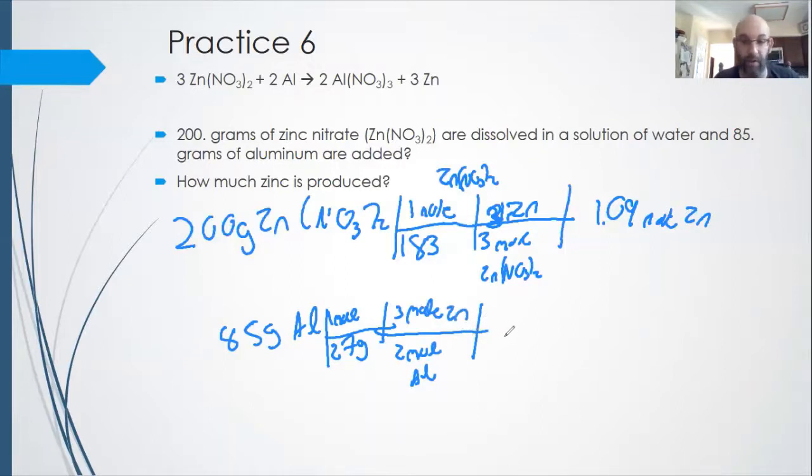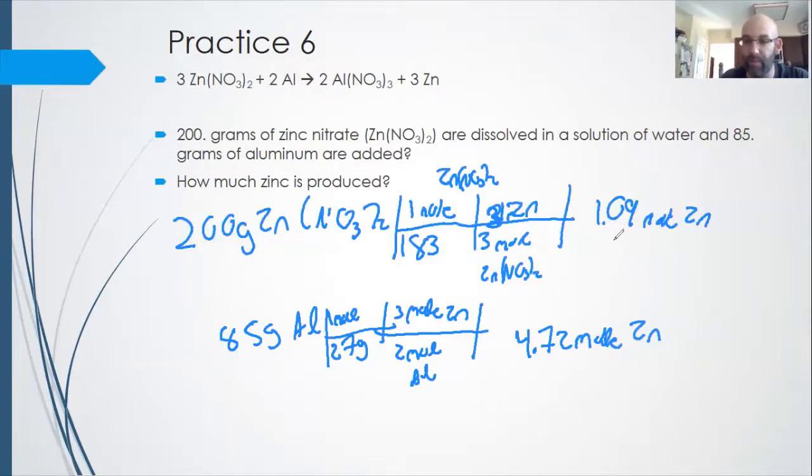We can already kind of tell, or hopefully you can look by now, that aluminum is going to be massively in excess. It's going to be a much larger number than what we got from the zinc, which means the zinc is our limiting reactant. Yeah, this can produce 4.72 moles of zinc. So the limiting reactant is always the one that produces the least amount.